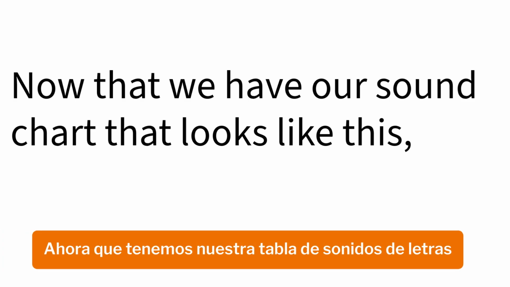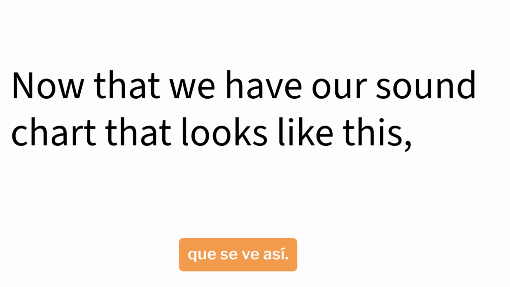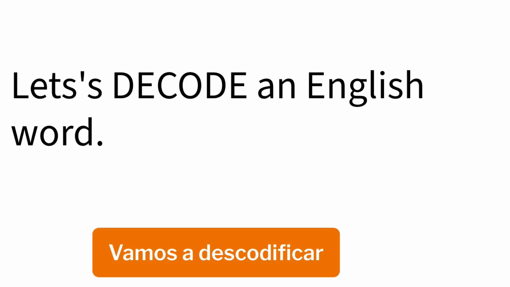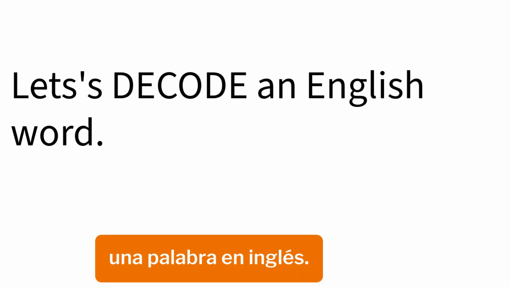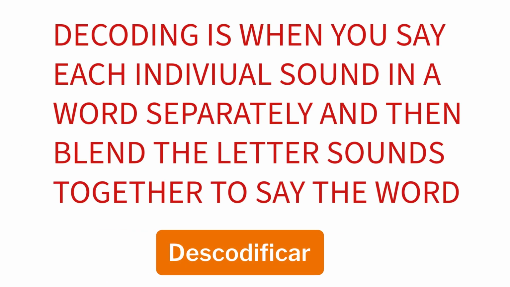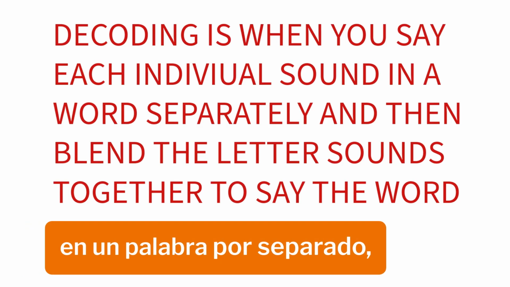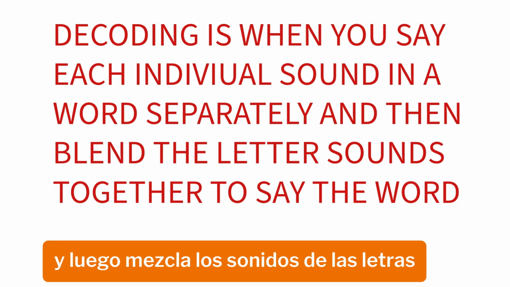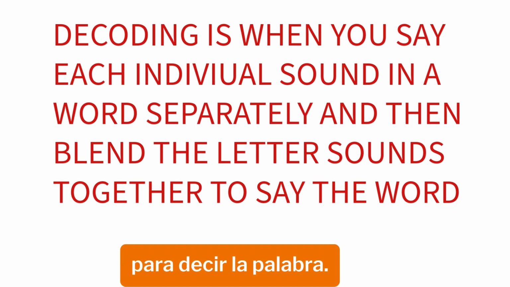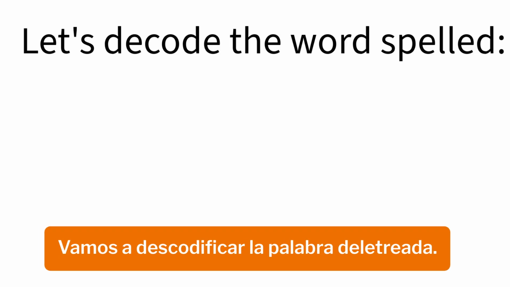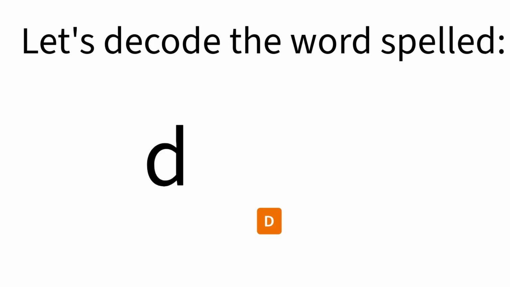Now that we have our sound chart that looks like this, let's decode an English word. Decoding is when you say each individual sound in a word separately and then blend the letter sounds together to say the word. Let's decode the word spelled D O G.